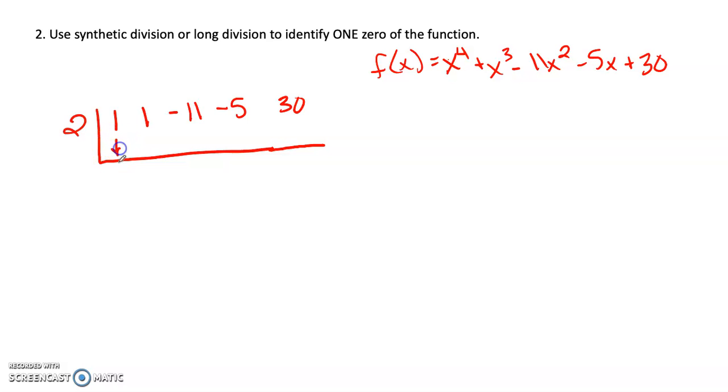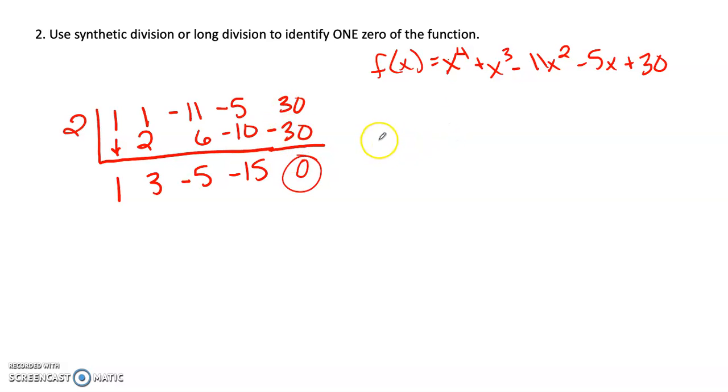So we're going to bring down the 1. 2 times 1 is 2, and I'm going to add that and get 3. 2 times 3 is 6. I'm going to add that and get negative 5. 2 times negative 5 gives me a negative 10. I'm going to add that together. I get negative 15. 2 times negative 15 gives me a negative 30. When I add that together, I get a 0. So yes, x equaling 2 is a solution, is a root, is a zero of the function.